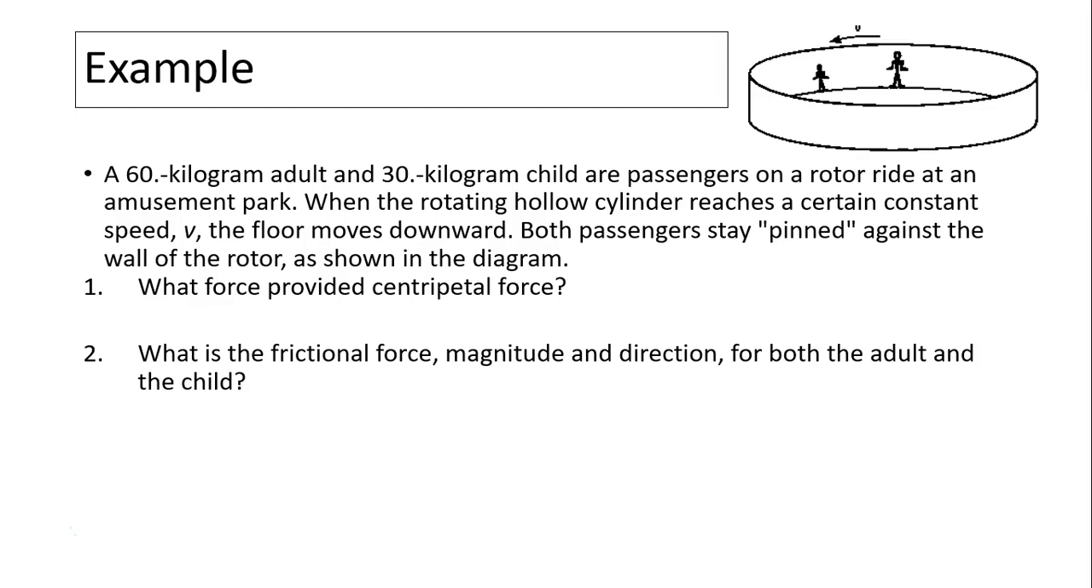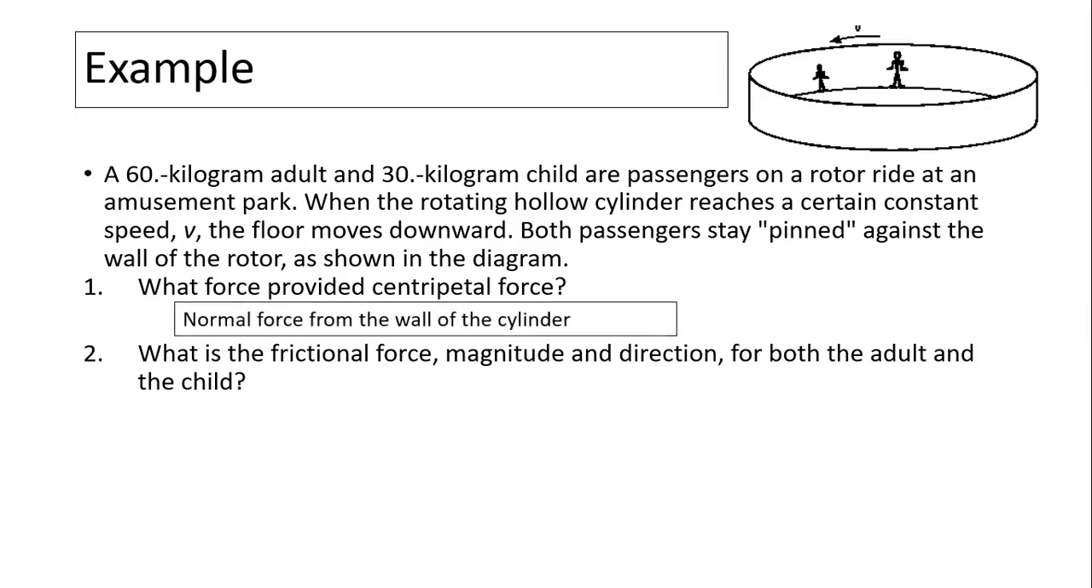Well, centripetal force points toward the center of the circle, so it has to come from the wall of the cylinder. And that is called the normal force. Normal force is coming from a surface supporting the object. What is the frictional force, magnitude and direction, for both the adult and child? Let's think: as both passengers are pinned against the wall, they are not moving in a vertical direction. So all the vertical forces have to cancel out.